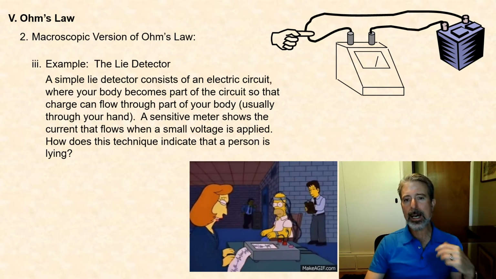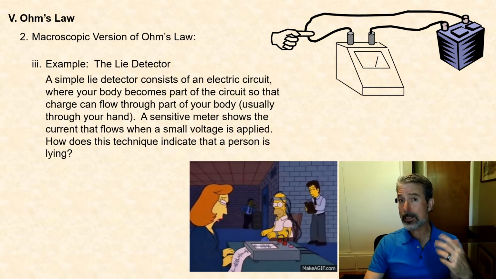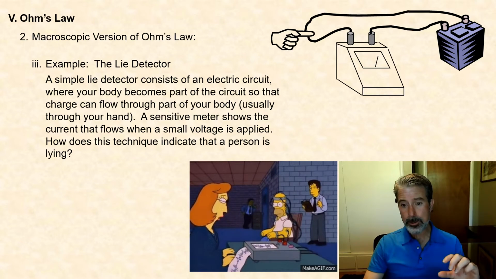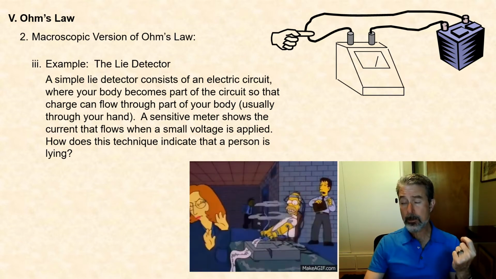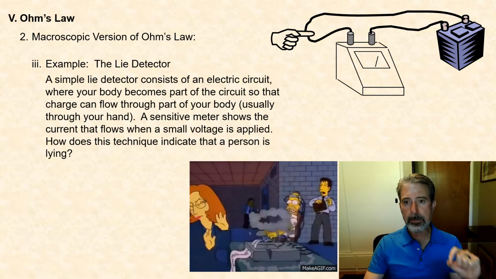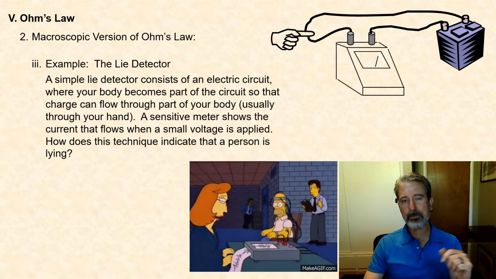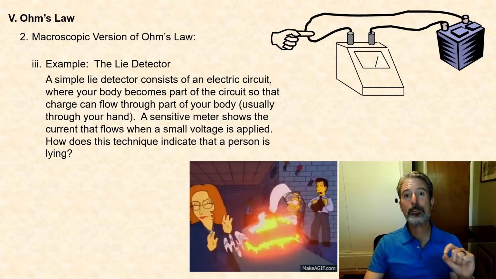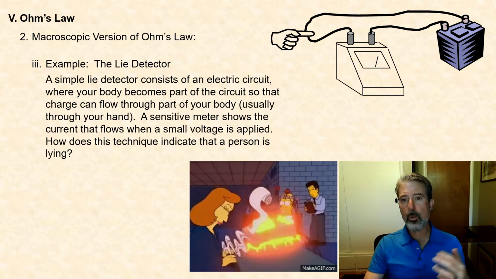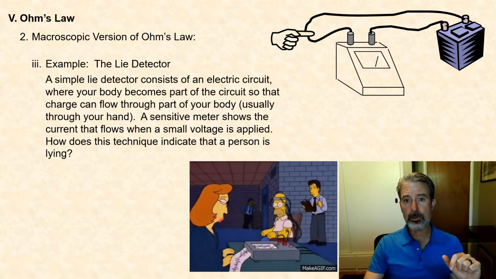So let's take a look at an example of applying Ohm's law. We'll consider a very simple device, the original lie detector. Now, I'll admit that in today's world, there are many different types of lie detectors. And as Homer Simpson is illustrating in the cartoon, the most common type of lie detector today uses heart rate to measure truth telling, or, as Stephen Colbert nicely puts it, truthiness. But the original lie detector looks something like what you see illustrated in the right-hand portion of your screen.